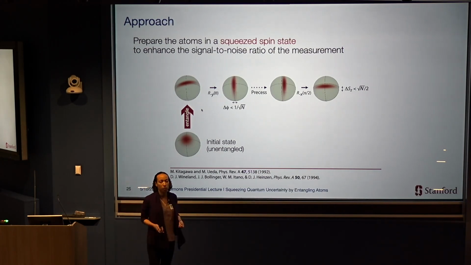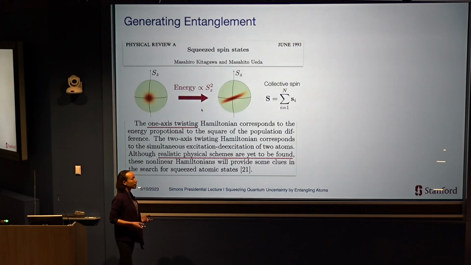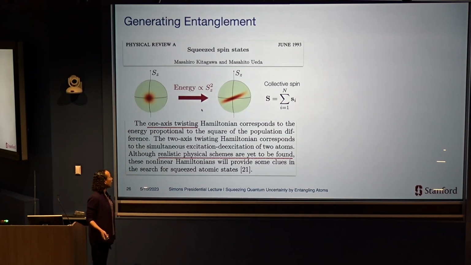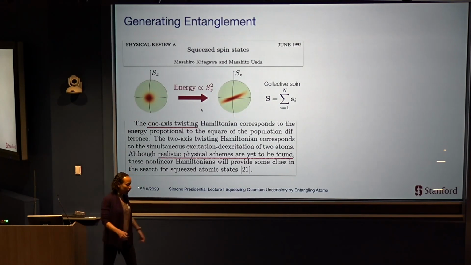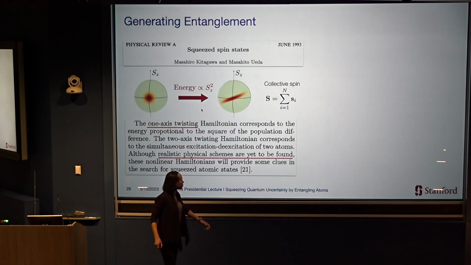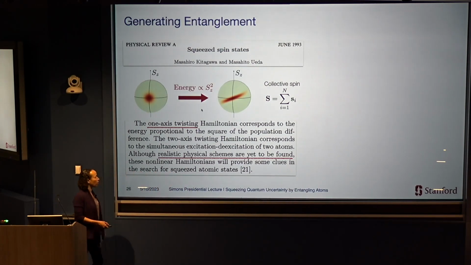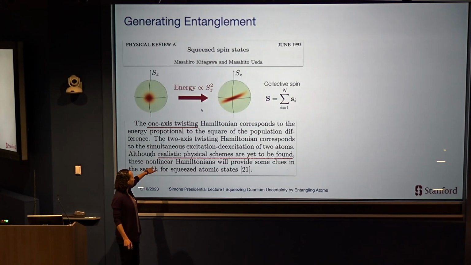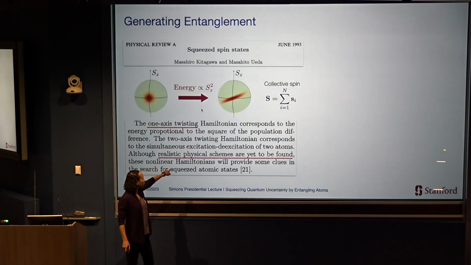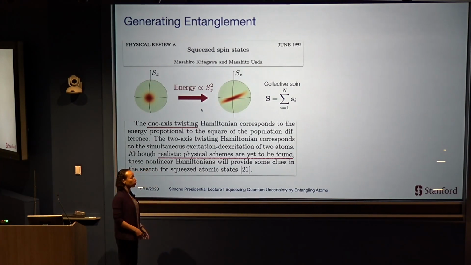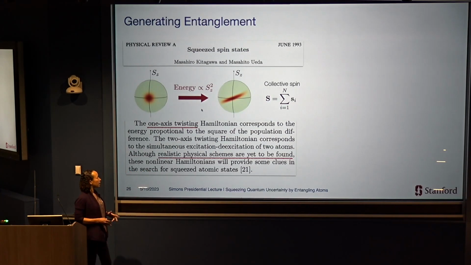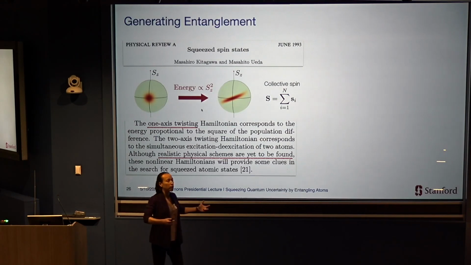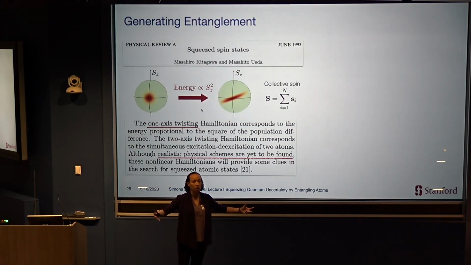And actually, it's about 30 years ago that the idea of doing this was first proposed in this landmark paper by Kitagawa and Ueda. I remember actually reading this as a graduate student, and there's this line that said, realistic physical schemes are yet to be found for doing this, but they had a nice idea in principle on paper for how one could generate the right type of entanglement that squeezes the quantum noise.